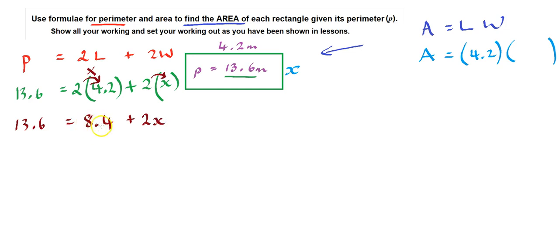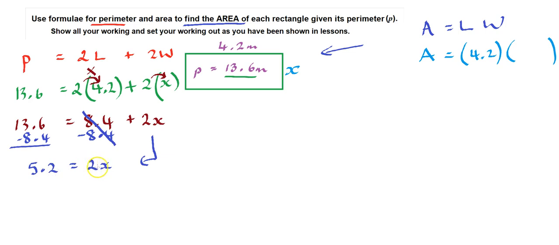We want to cancel out positive 8.4, and we do that by doing the inverse. So minus 8.4, and because this is an equation, we have to keep it balanced, so we do the same to both sides, like this. So now this cancels out plus 8.4, and we're left on this side with 2x, and on this side we're left with 5.2. Okay, so we're nearly there.